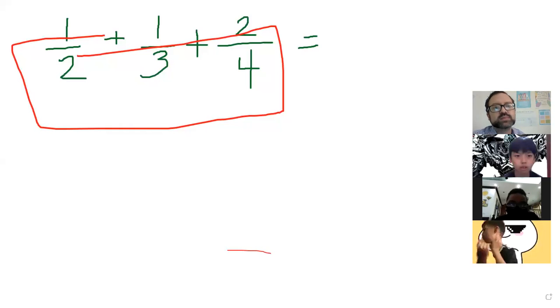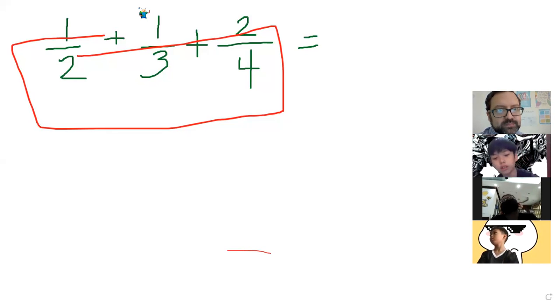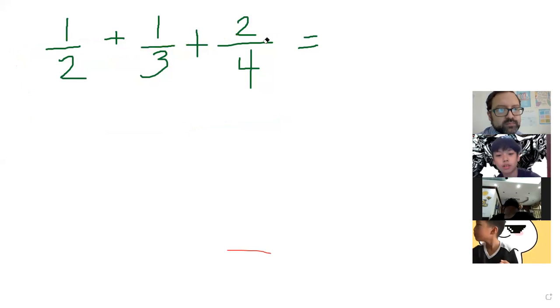All right, back to my whiteboard. I've got three different fractions. They've all got different denominators. The numbers on the bottom are different. So how should we solve this?